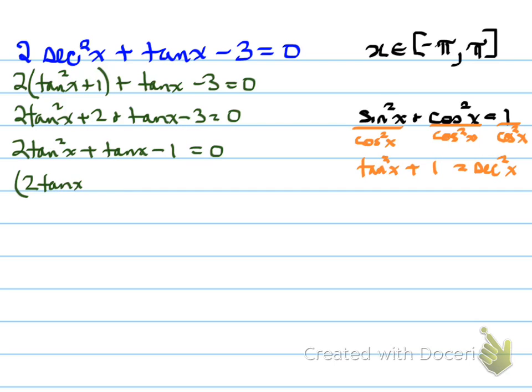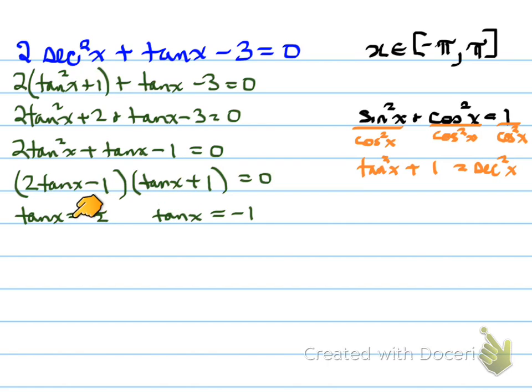And we find out that 2 tan x minus 1 and tan x plus 1 is going to equal 0. So, and when I expand this, I will get these values. So, now we have to solve. So tan x is equal to 1/2 and tan x is equal to negative 1. What that will give us now, folks, is we can solve for x. So we take the tan inverse.